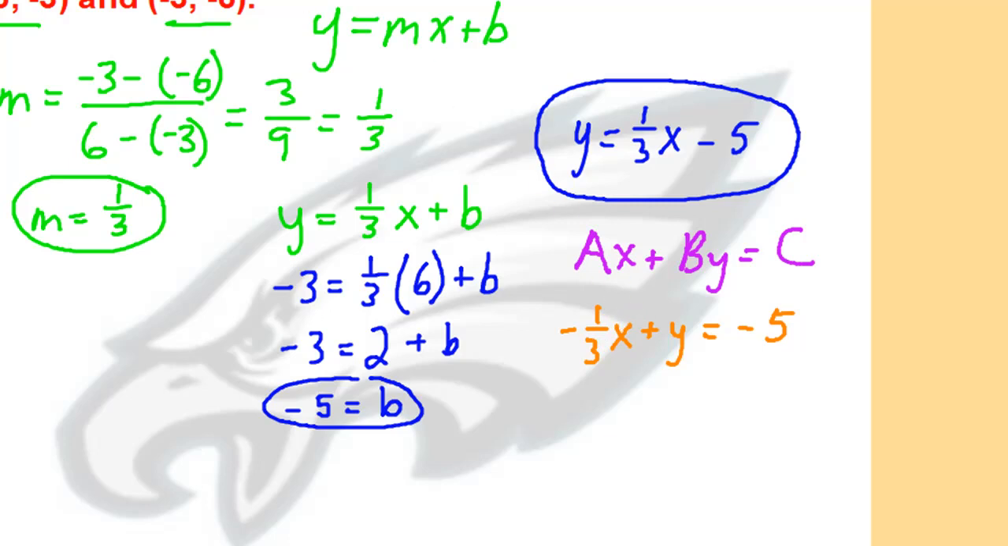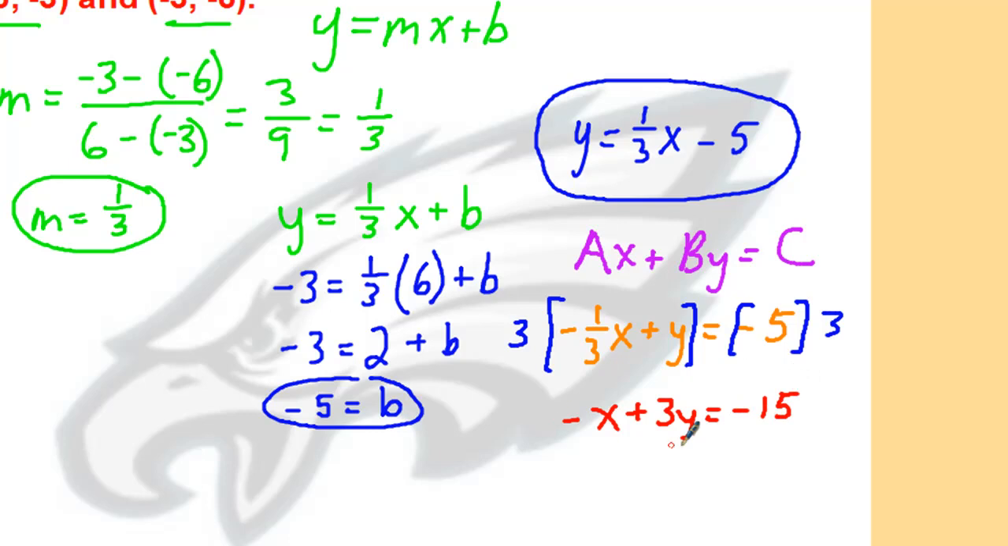So what I need to do is manipulate this equation so that I eliminate the fraction. To eliminate the fraction, what I can do is multiply both sides of the equal sign by 3. This keeps my equation balanced, but it's going to eliminate the fraction. So what we're going to be left with is 3 times -1/3, which is -1x, or simply -x, plus 3y equals -15.